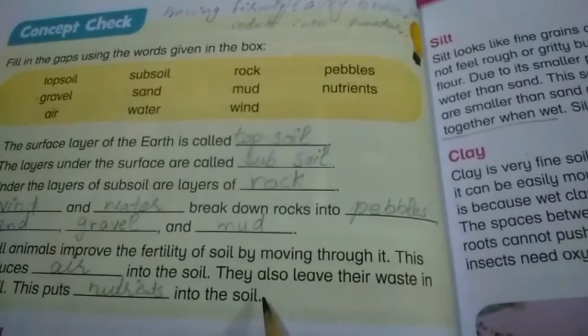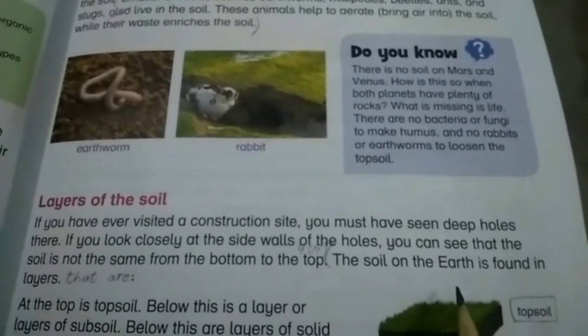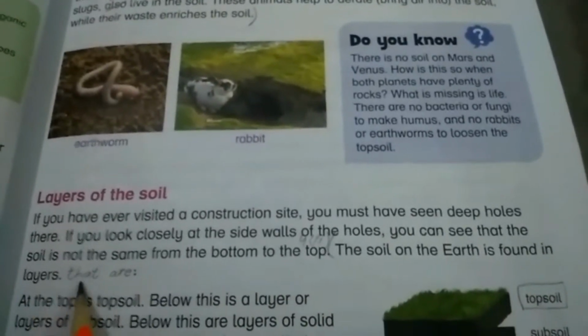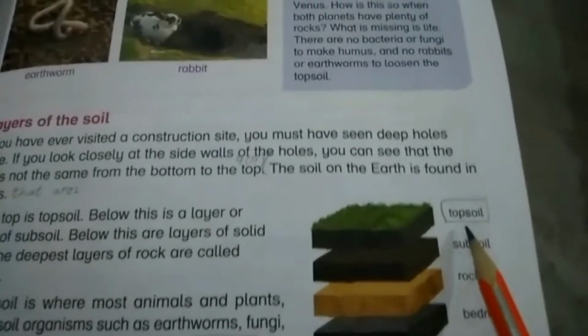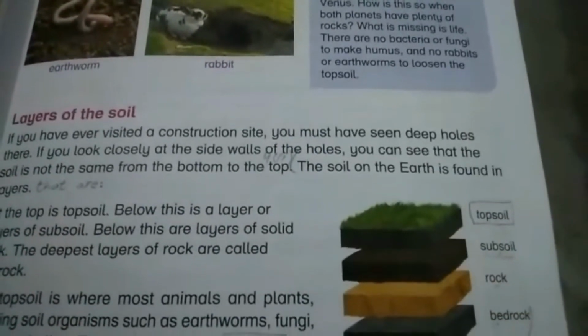Now we will discuss exercise question number 4 part 2. Name the layers of soil in the sequence in which they are present on land. The answer is on page number 55. The soil on earth is found in layers that are topsoil, subsoil, rock soil, bedrock. These are the 4 layers of the soil.